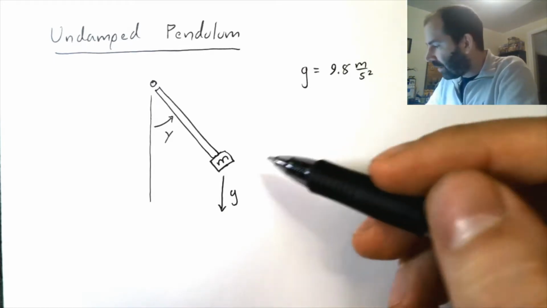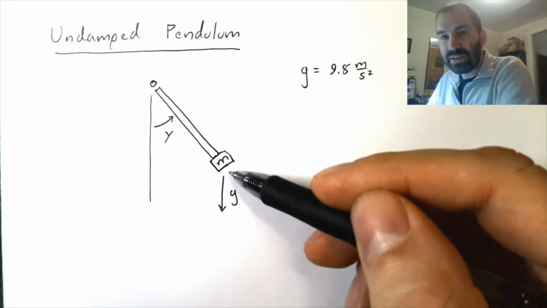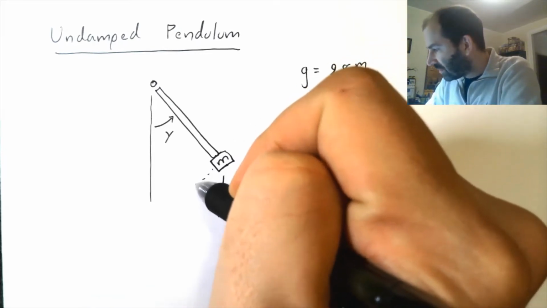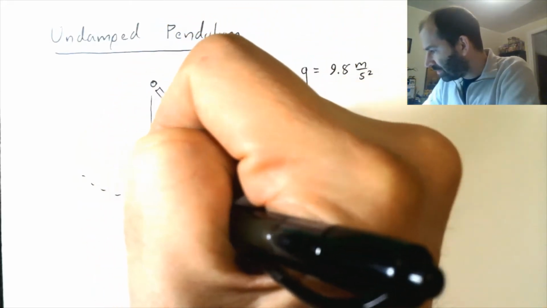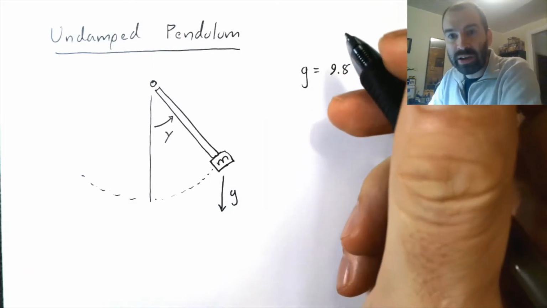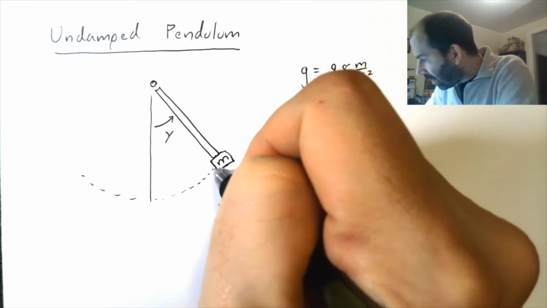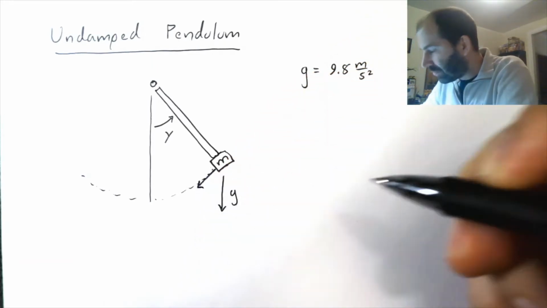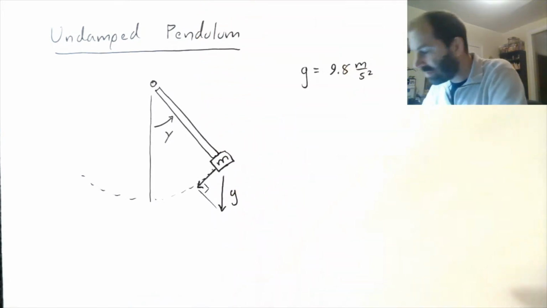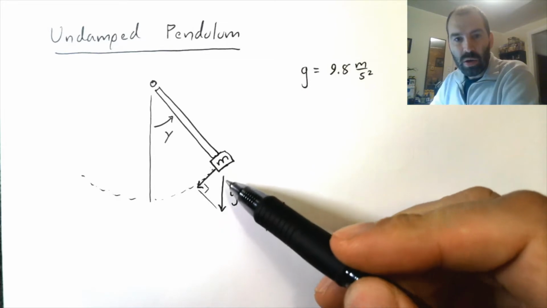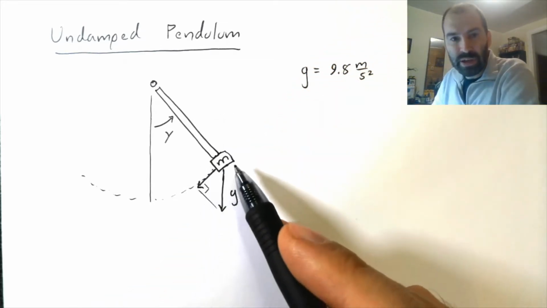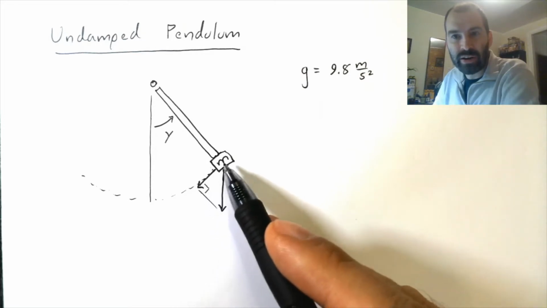Now, how do I find out how that gravity is influencing the system? Well, I know when the pendulum swings, it's going to go this way, right? And then right here, it's going to be moving tangent to that arc that I just drew. So what I need to know is how much is the gravity pointing in this direction? So what I have here is a right triangle. And I've got to determine how much of this vector is pointing tangential to that arc.